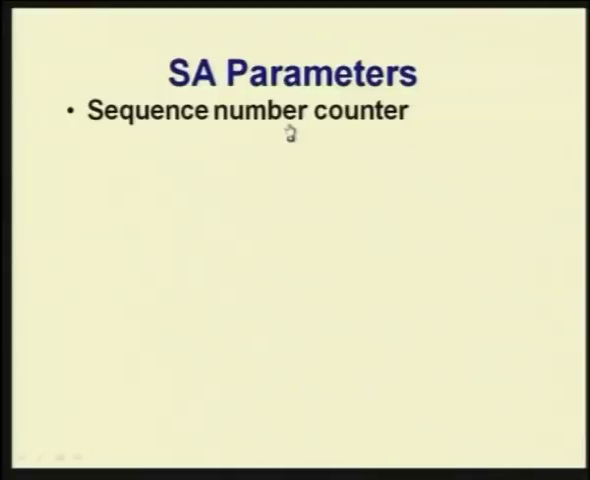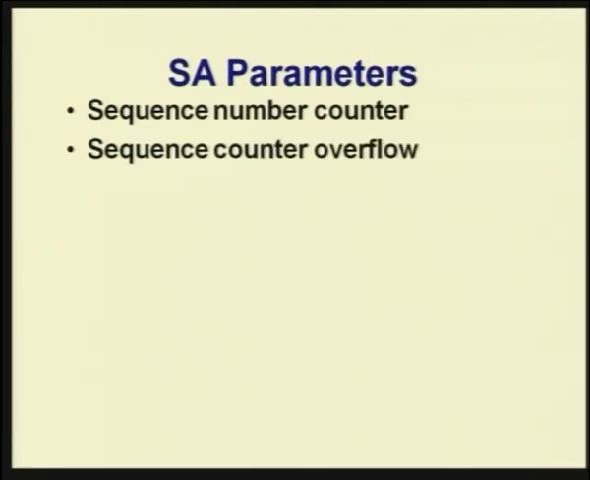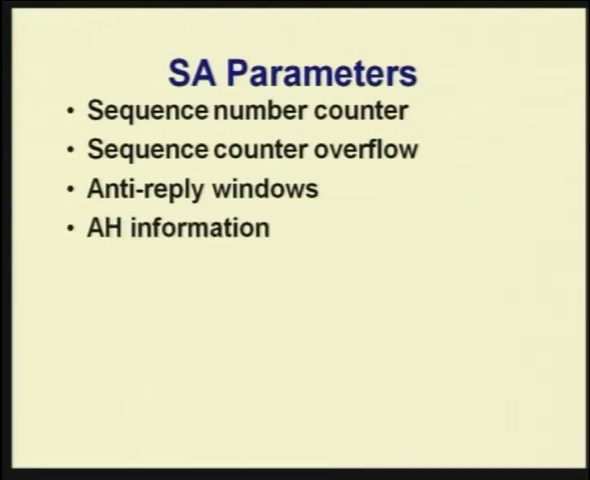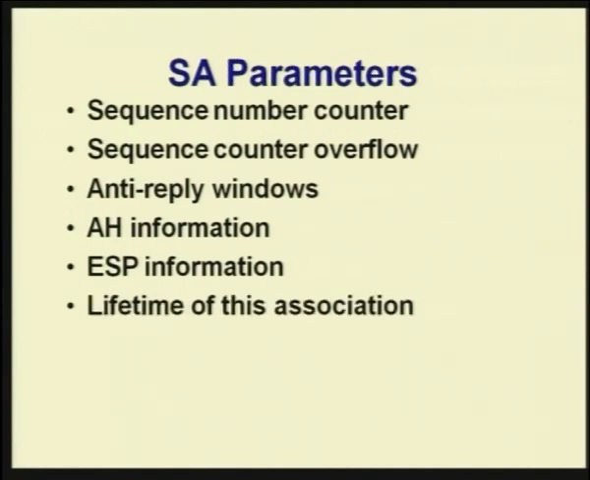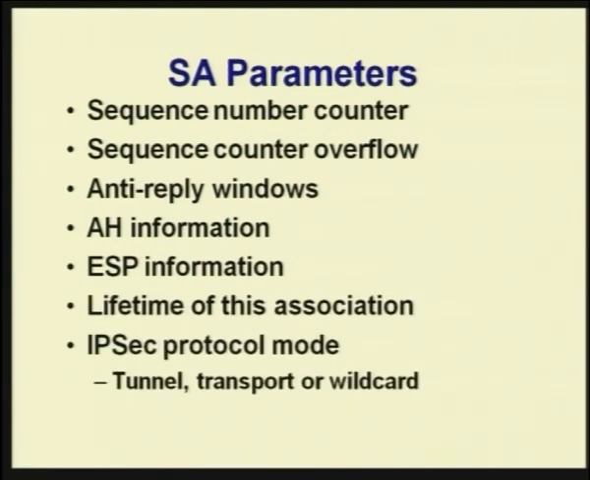It has a sequence number counter. Now, that is one simple thing to understand. It has a sequence number counter which indicates the sequence number for the particular transmission, a sequence counter overflow field, and then it has something called anti-replay window, authentication header information, ESP information, lifetime of the association, and then the mode in which the IPsec protocol is to work: tunnel mode, transport mode or wildcard mode.